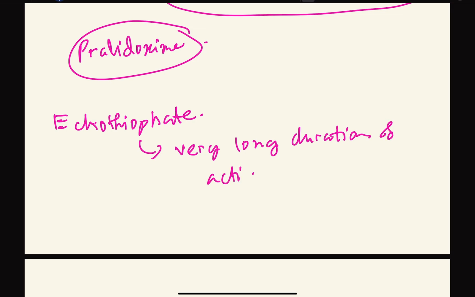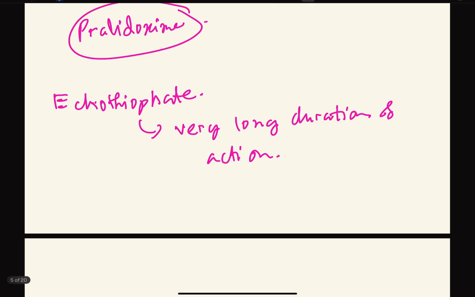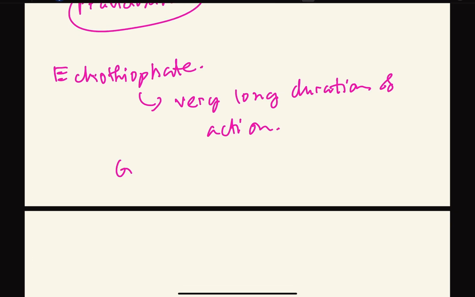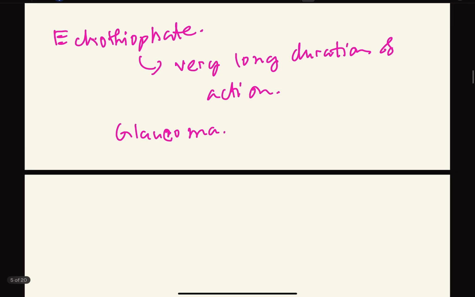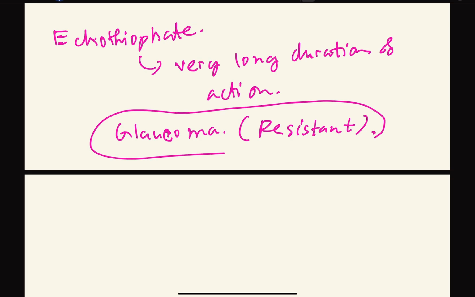Because it has a very long duration of action, it has pharmacological importance. It is used in glaucoma, though it is not commonly used due to its side effects like cataract formation, diarrhea, and muscle weakness. But we can use it in resistant glaucoma, where no drugs are useful or when other drugs fail to work. So ecothiopate can be used in resistant glaucoma.